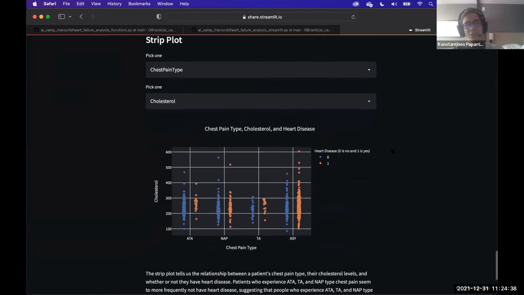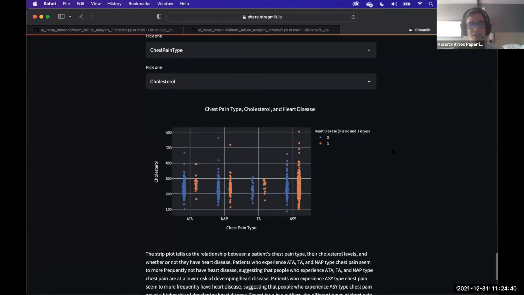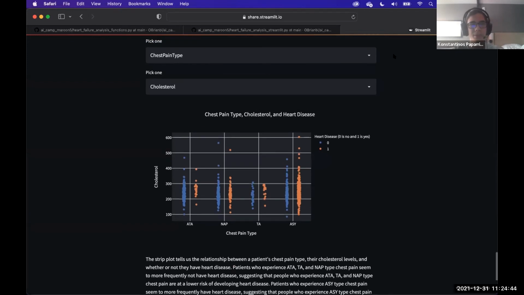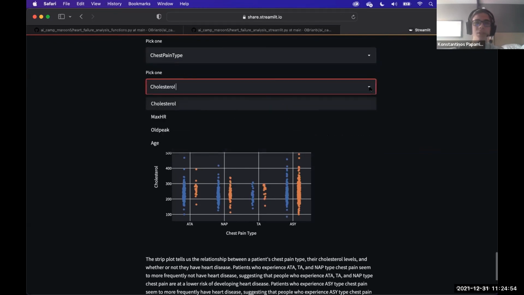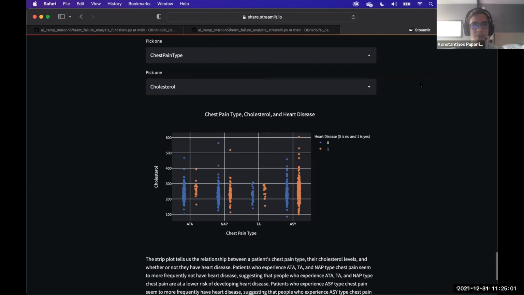So yeah, another visualization we chose for our data is our swarm or strip plot. It's just another way to one-dimensionally plot the relationship between multiple variables. For our strip plot, the x-axis can either be chest pain type, sex, or ST slope, and the y-axis can either be cholesterol levels, maximum heart rate, old peak, or age. And once again, the user can select which x and y axis they want the graph to have.